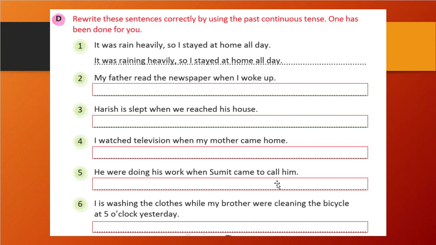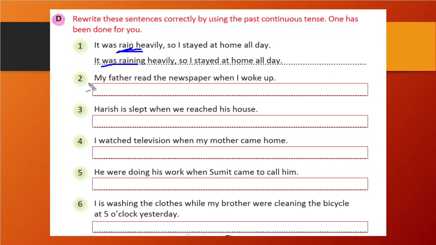That is D. So, what we need to do here: rewrite these sentences correctly by using the past continuous tense. We just need to rewrite it. One has been done for you. You can see the first one. It rained heavily, so I stayed at home all day. So, what action is going on? That is the raining, right? So, raining is already happened. Rain is happening. So, what can we do with rain? Was raining heavily, so I stayed at home all day.